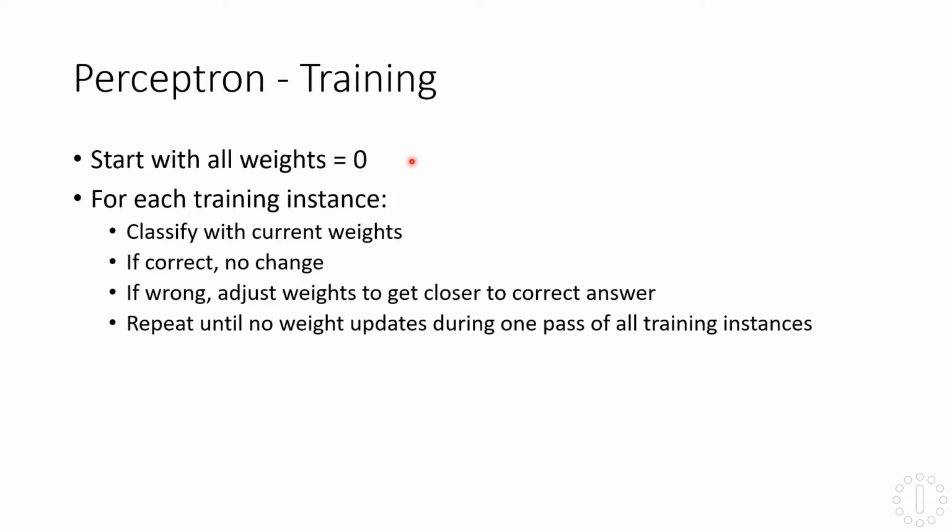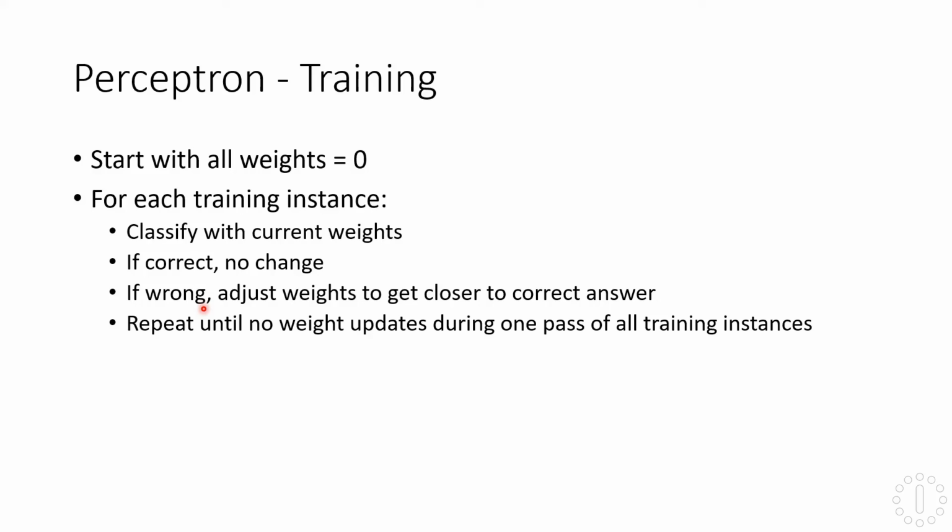So how do we train the perceptron, or how do we find these weights? Initially, we set all weights to 0. Then we take each training instance from the training set. We take one training instance, and then we classify it using the current weights. We check to see if the output that we get is correct. If it is, then we don't need to change anything. We just take the next training sample. However, if this is wrong, we adjust the weights to get closer to the correct answer.